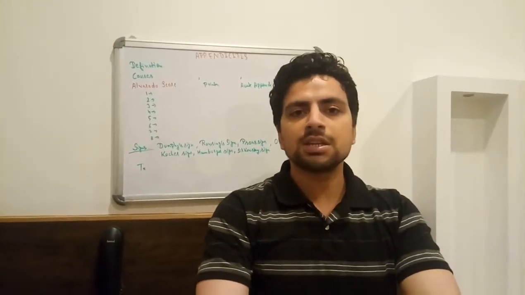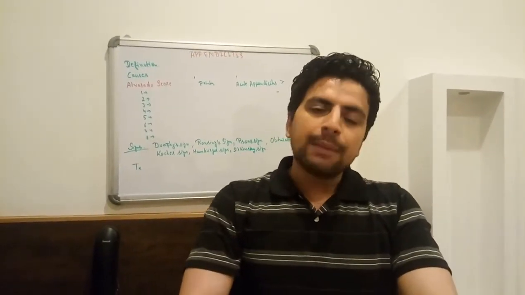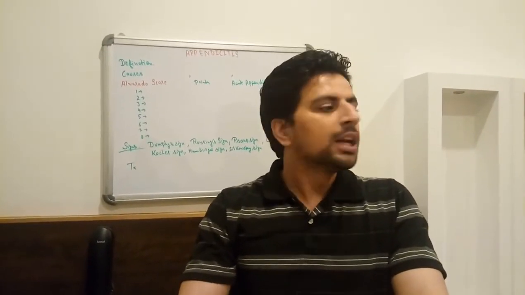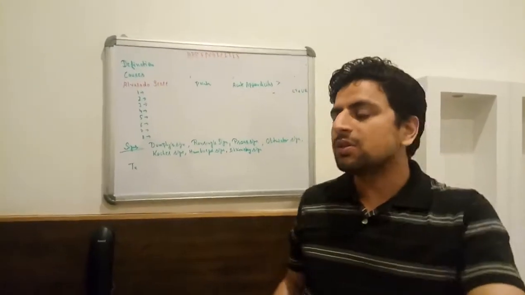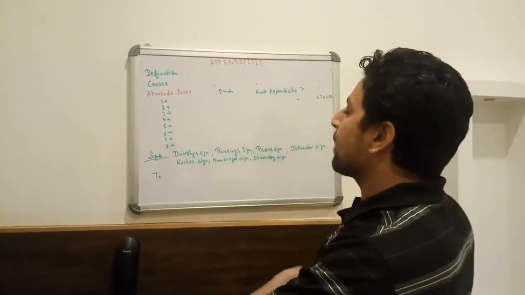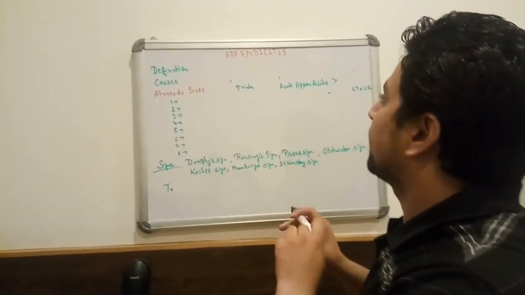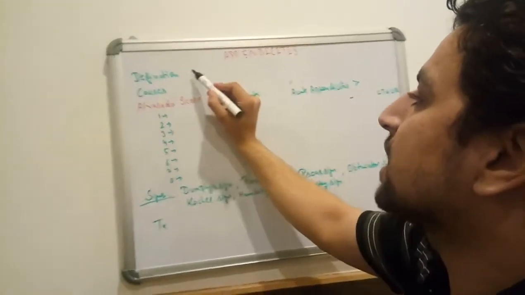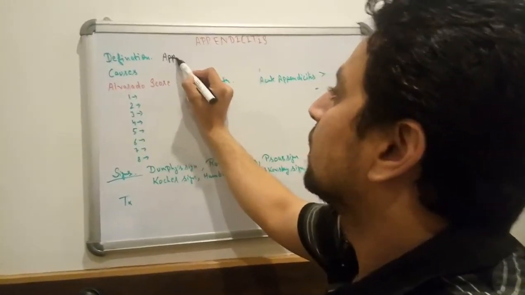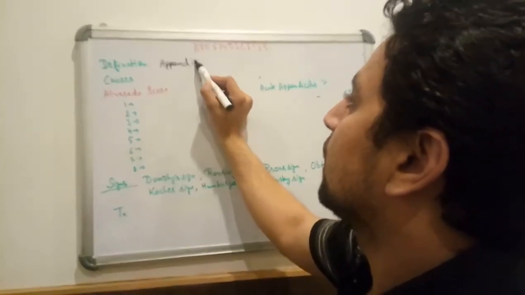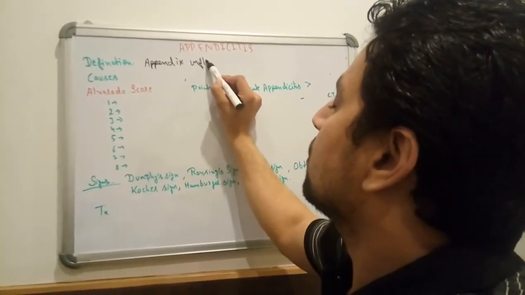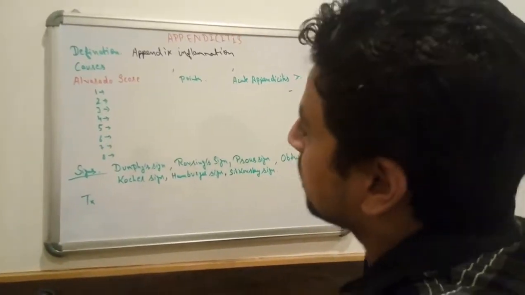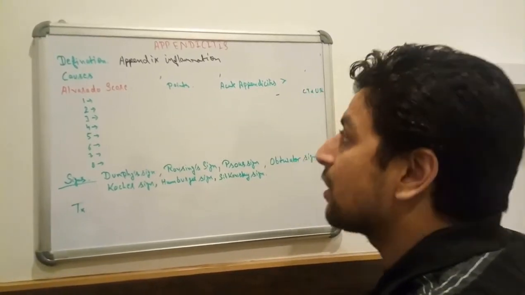Our today's topic is appendicitis. Appendicitis is mainly two types. First one is acute appendicitis, another one is chronic appendicitis. So let's discuss what is the meaning of appendicitis. See here, my dear friends. Itis, I already explained, it's inflammation, and appendicitis definition is inflammation of appendix is known as appendicitis.